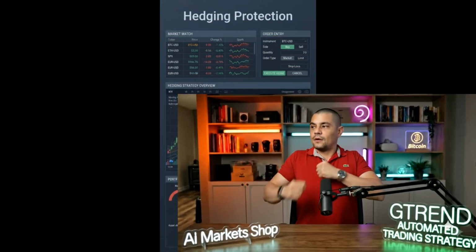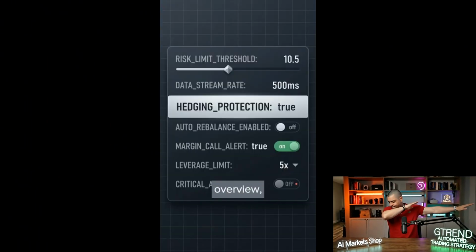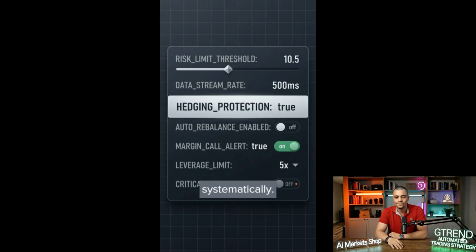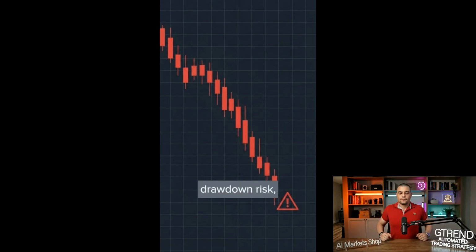Gtrend Futures 1, Hedging Protection. In this short overview, we will discuss the settings and how this strategy functions systematically. Hedging protection neutralizes drawdown risk, but how does it recover from sudden drops?